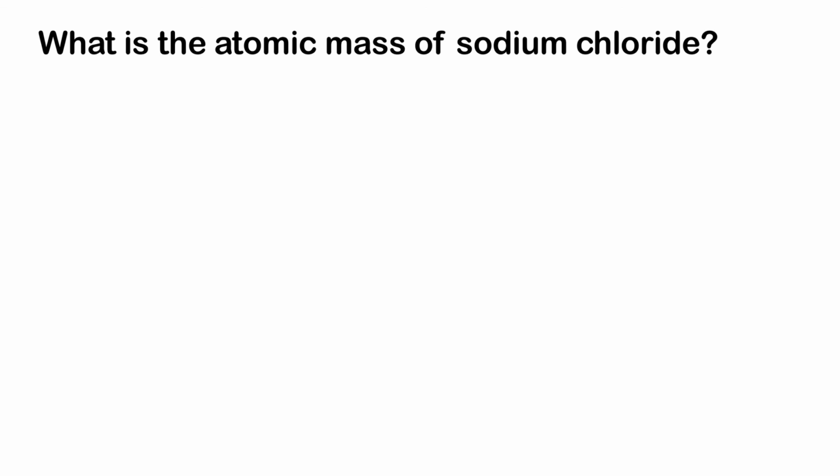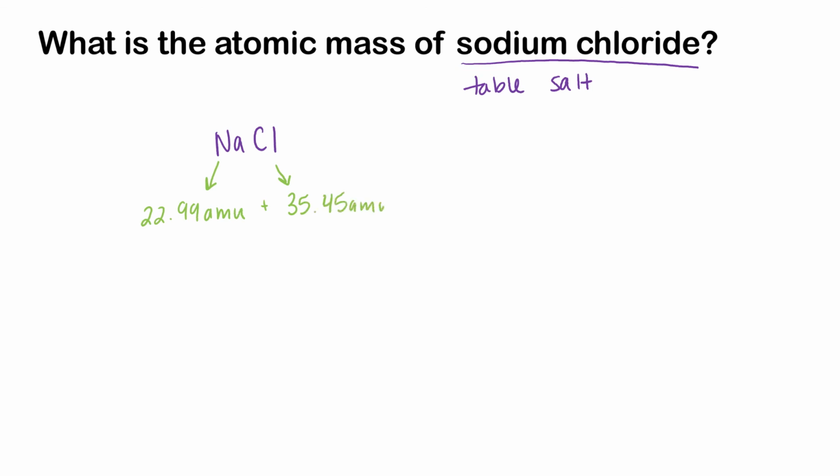So here we're going to go ahead and practice finding the atomic mass of a compound one more time. Here the compound that we are looking at is sodium chloride, which is more commonly referred to as table salt. Table salt has a formula of NaCl. You're going to use your periodic table to determine what the atomic mass or average mass of those two elements are. When we look at the periodic table, we see that sodium has an atomic mass of 22.99 AMUs. We're going to be adding that to chlorine's average mass of 35.45 AMUs. And when we add those together, we get an overall atomic mass for sodium chloride of 58.44 AMUs.